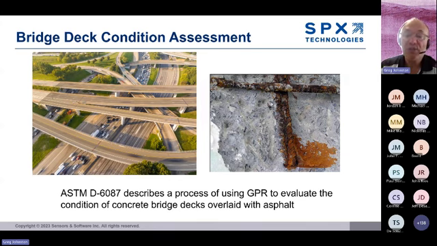There are various ways to inspect a bridge deck, both destructive and non-destructive. A few years ago, the US Transportation Research Board ranked GPR as the most effective technology for detecting delamination, corrosion, vertical cracks, and concrete degradation. So there's an ASTM standard that describes the process of using GPR to evaluate the condition of bridge decks overlain with asphalt. For those who are interested, this is ASTM 6087.